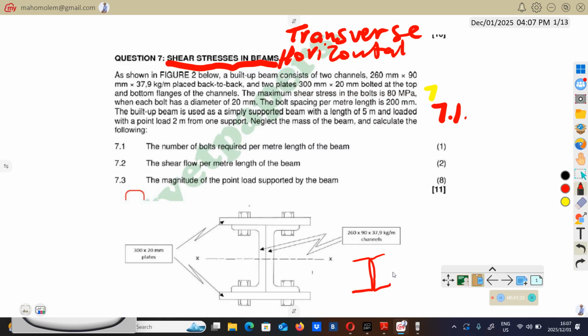So in this way, they're placed back to back. So sometimes they will say they are placed maybe toe to toe. So if they're placed toe to toe, they will be like this. This is toe, this is toe, toe to toe. So now they are placed back to back, then it's like that, as you can see there. We've got two plates, 300 by 20 bolted at the top and bottom. So as you can see at the top and bottom, we've got two plates, we've got bolts, here's bolt, here's bolt.